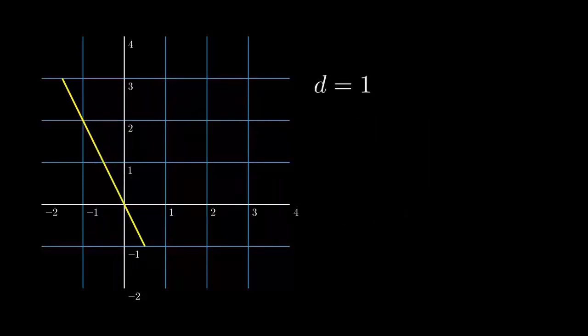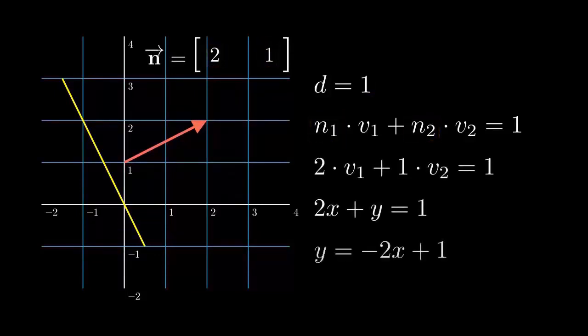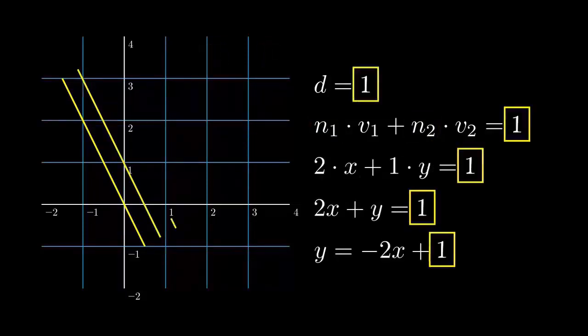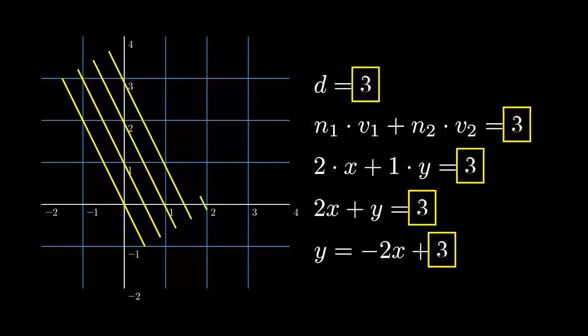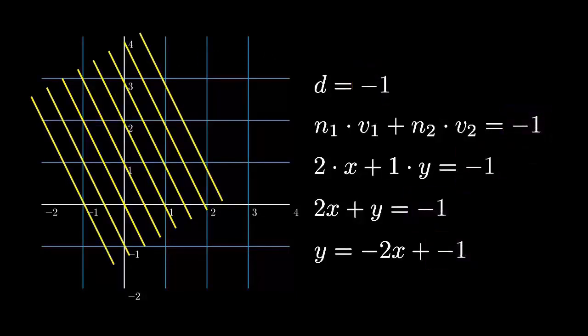When d is equal to 1, the procedure is the same. But this d changes the location of the plane. Plug the components into the equation. You got a line equation. This line is also perpendicular to the normal. It is the same story for other d's. In the 2D case, d is related to the y-intercept of the lines. That's how the plane location changes.